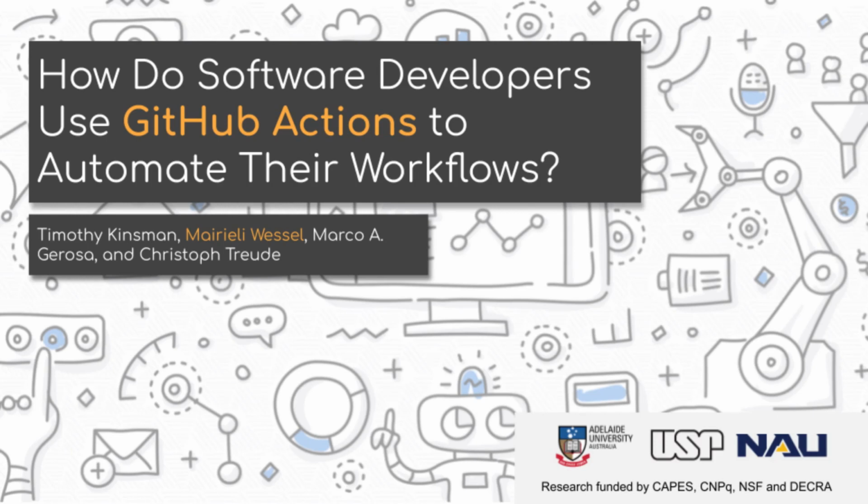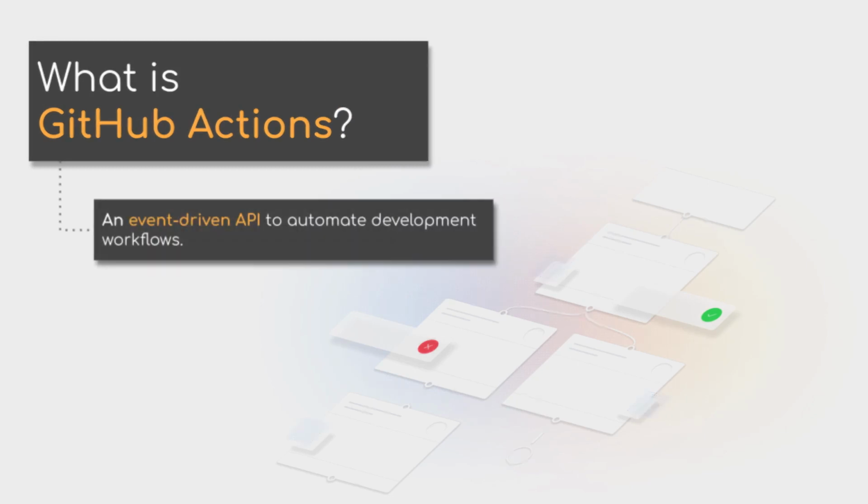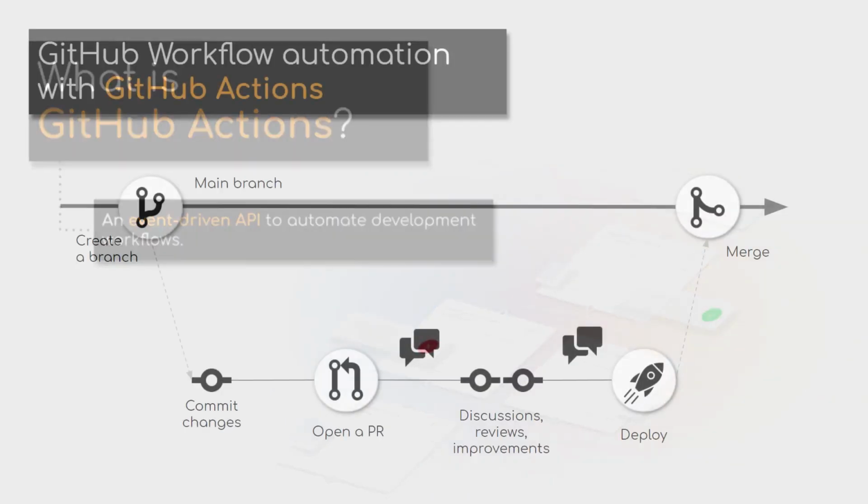I'm going to present the results of our study, How do software developers use GitHub Actions to automate their workflow? So, what is GitHub Actions? GitHub Actions is an event-driven API to automate development workflow on GitHub.